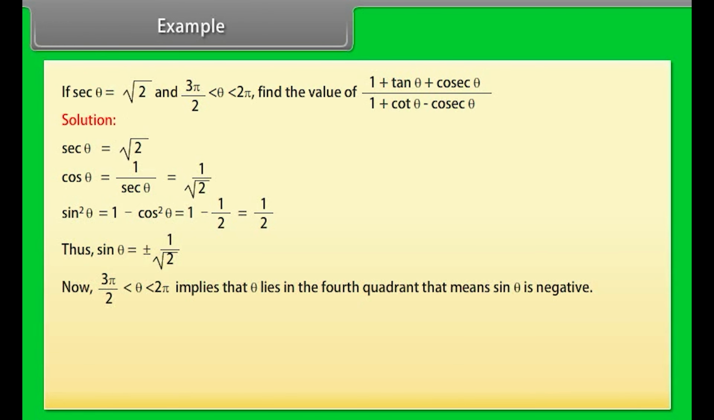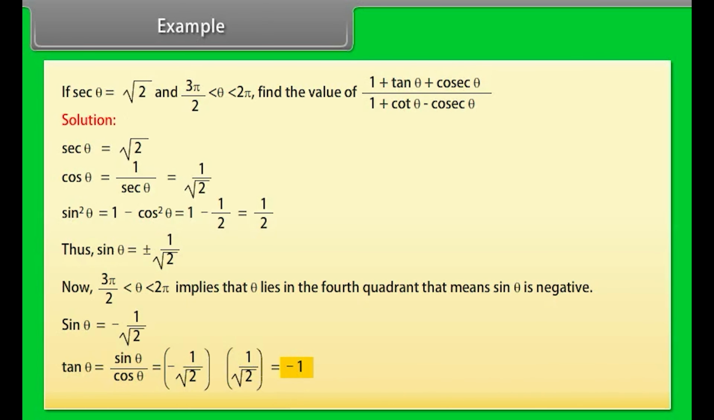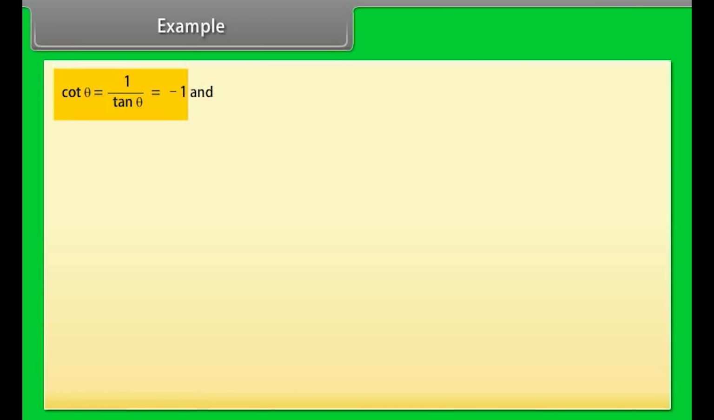Now, 3 pi by 2 less than theta less than 2 pi implies that theta lies in the fourth quadrant. That means sin theta is negative. Sin of theta is equal to minus 1 by root 2. Tan of theta is equal to sin of theta by cos of theta, which is minus 1 by root 2 upon 1 by root 2, equal to minus 1. Cot of theta is equal to 1 by tan of theta, which is minus 1, and cosec of theta is equal to 1 by sin of theta, which is 1 by minus 1 by root 2, equal to minus root 2.